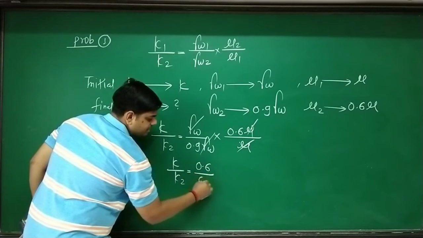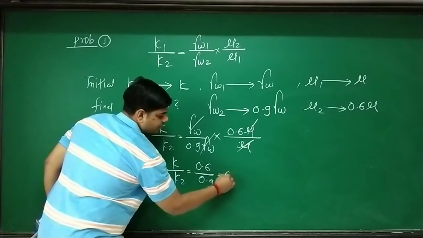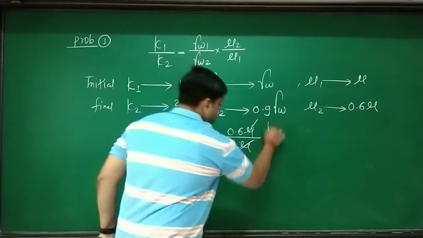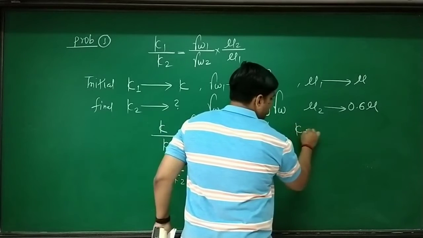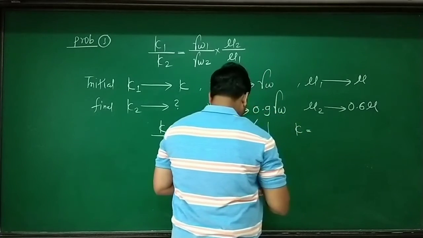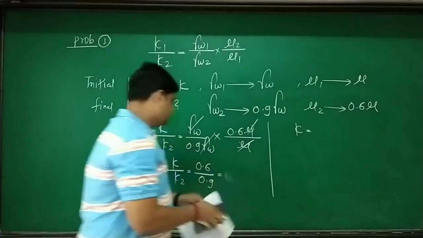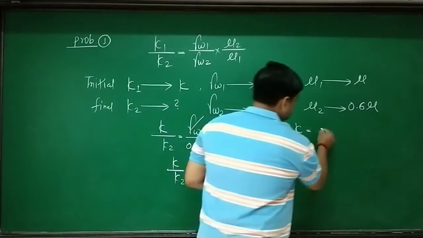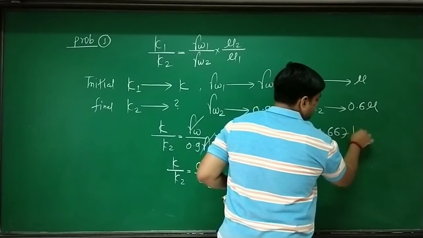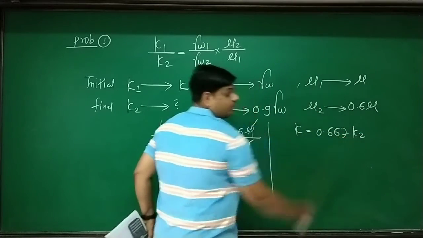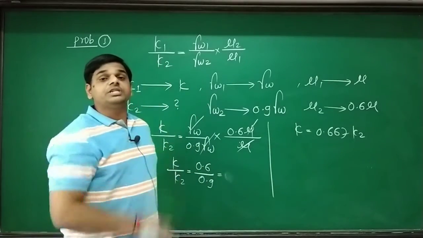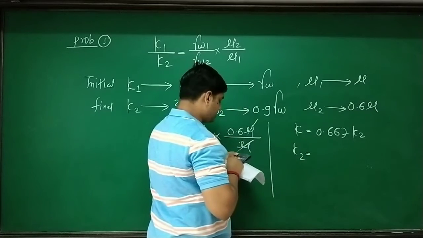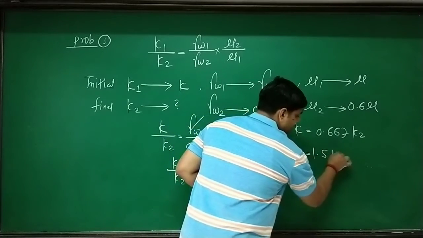0.6 divided by 0.9. Or we can write like this, when we solve this directly we get the answer. K equals to, the value comes 0.6 divided by 0.9, 0.667 K2. But we want K2, that is the permeability after change of temperature. Therefore K2 equals to 1 upon this answer, so it becomes 1.5 times of K.